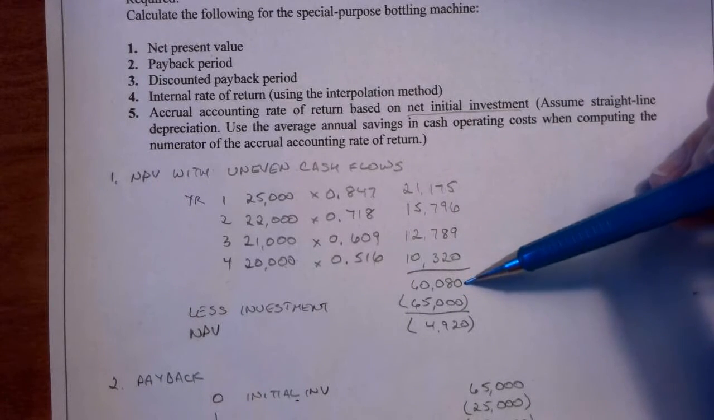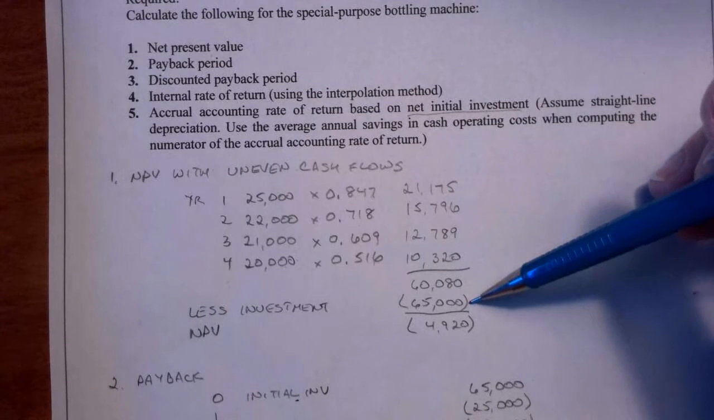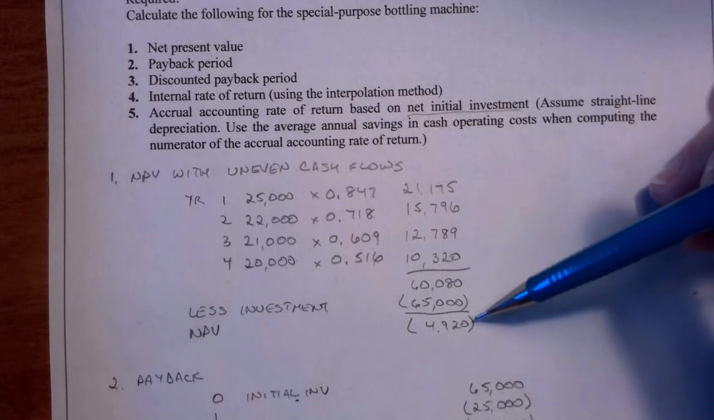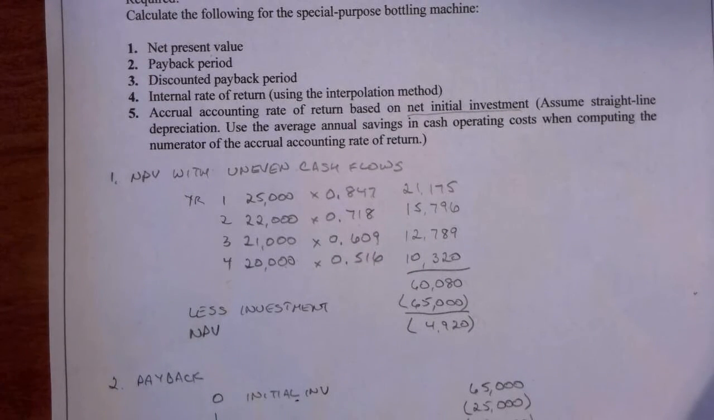So here is our total cash inflows. That's a reduction of expense. It'll cost us $65,000 to get there. So the net present value is negative $49.20, and the project would not be worth it.